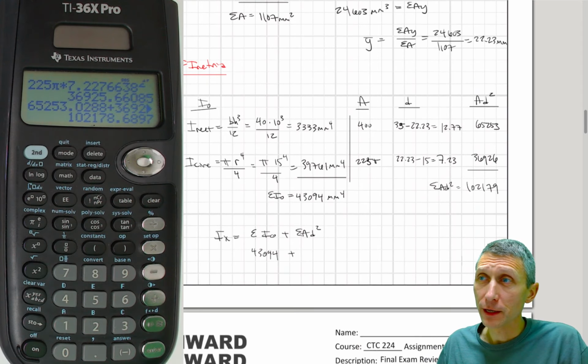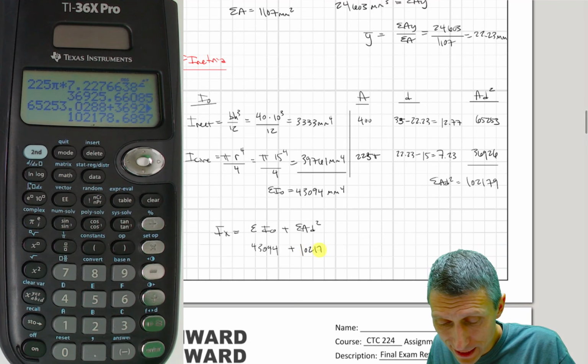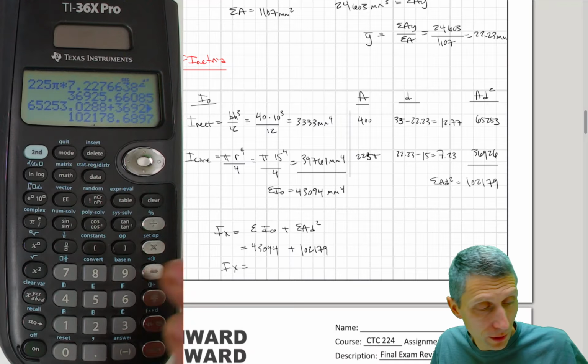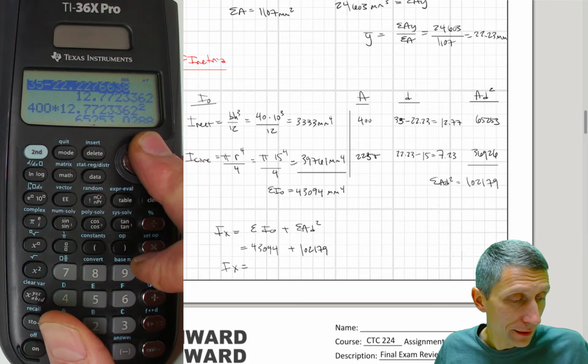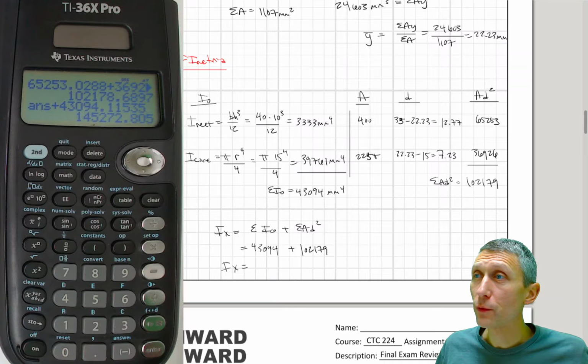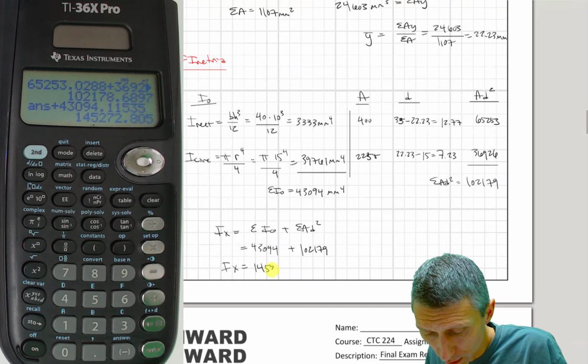How'd I do? Did I do okay? I hope so. So 102,179 here, and if we add all this together, we're going to get Ix equal to, let me just add in that plus our 43. If I come back and find my 43 up here, I'm going to get a total of 145,273 millimeters to the fourth.